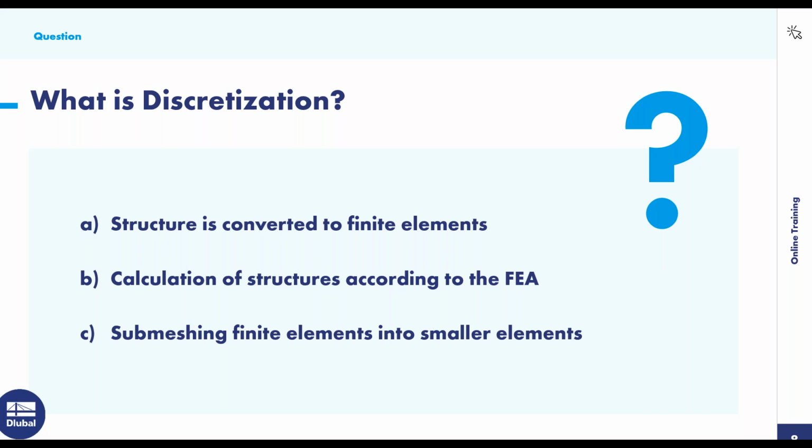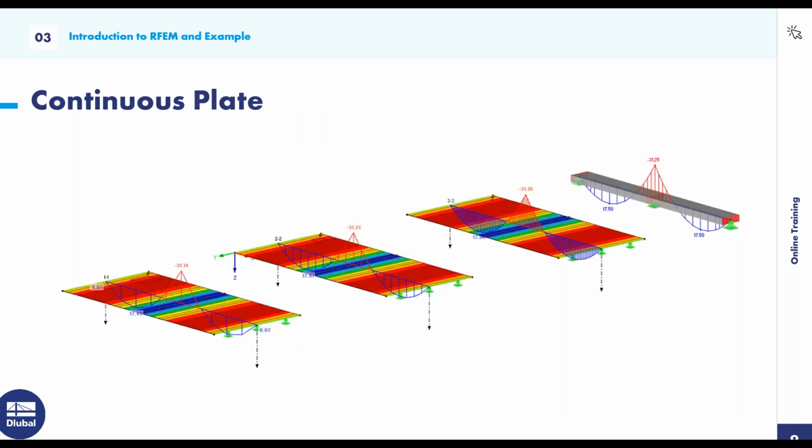So next thing we can do is move on to our first example. The first example for today will be the continuous plate example, and you can see a couple of continuous plates here in this picture. This is what we'll be modeling first in RFEM just to get started. And with this, we're going to compare moment results with the continuous beam. So this should be pretty interesting. So now what we can do is jump into RFEM.